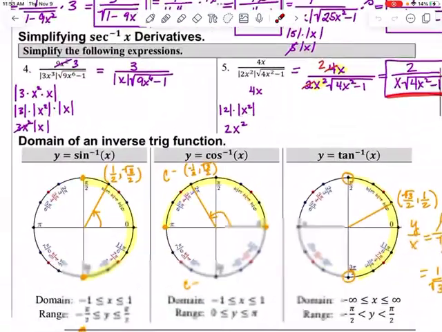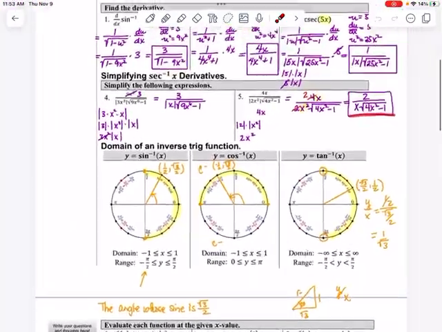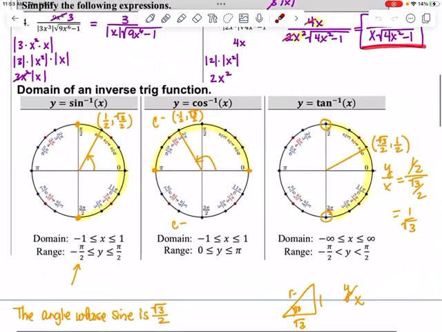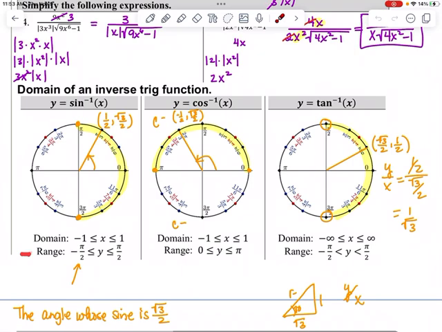Okay, so then we have the unit circle and the domain of inverse functions. You can see that the sine inverse is going to go from -1 to 1. That's your domain. It covers all the trig function values. But then the range is only going to go from negative pi over 2 to pi over 2 up here. So down below, negative pi over 2, to keep them in order. And then you're going this way.